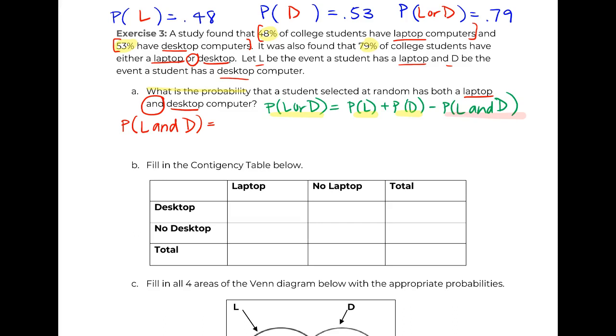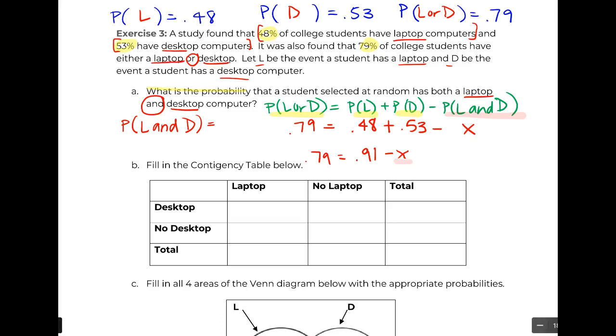And I tell you with all seriousness, this is the hardest algebra you're going to have to do in statistics. So those of you who are not big math fans, here it is. We know L or D is 0.79. We know L is 48%. Probability of having a desktop is 53%. And look, we have an unknown. We can even make that X, right? So it looks very much like an algebra problem. And then we could even add these 2 together. 0.91 is equal to 0.79 plus X. And we do the hardest algebra you're going to have to see in this class.